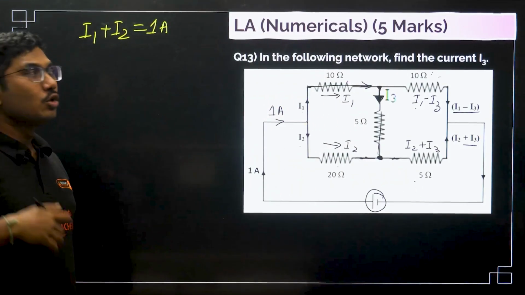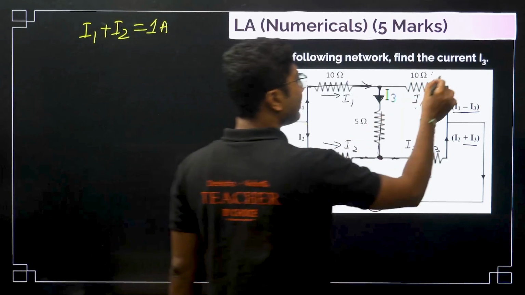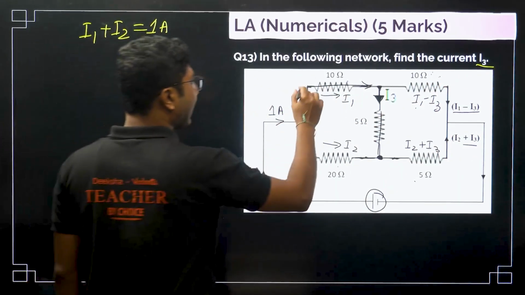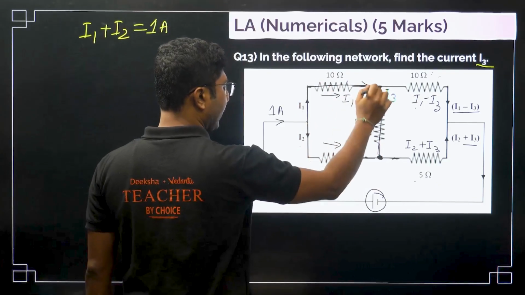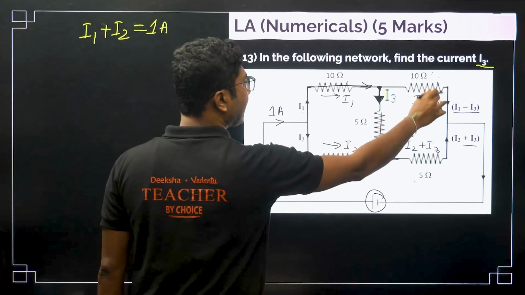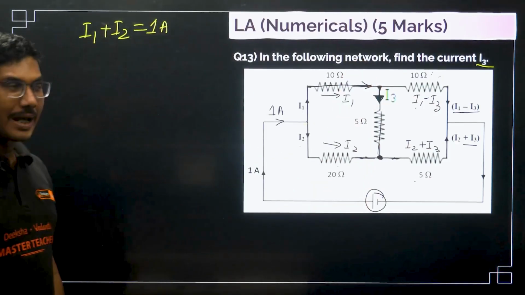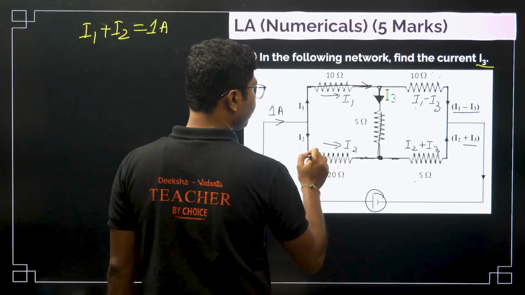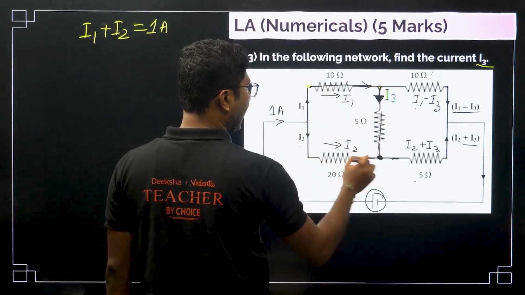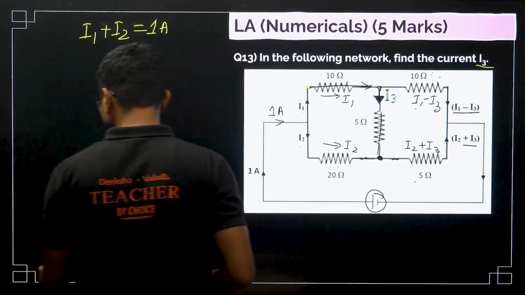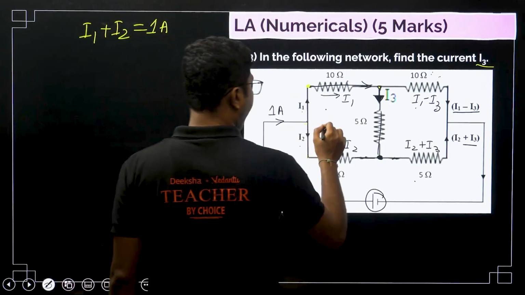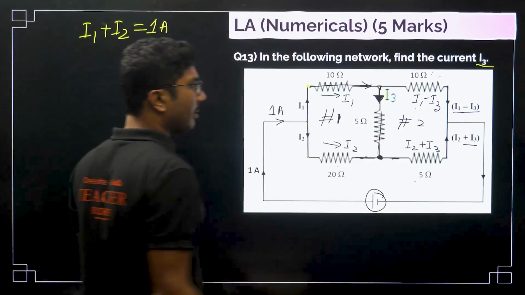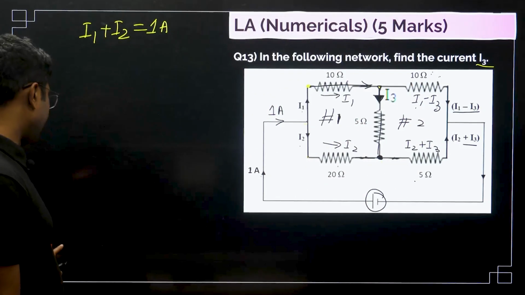Now we will take two loops. We have to find the current I3. Our target is to find the current I3. So we will take this loop, and if required, then we will take the other loop. We will start with one loop and see if we can solve this question or not. If we take this loop, loop means starting point and ending point must be the same. So say this is loop number 1 and this is loop number 2. If required, then we will take loop number 2. If it is not required, we will not take it. Anyway, let's see.